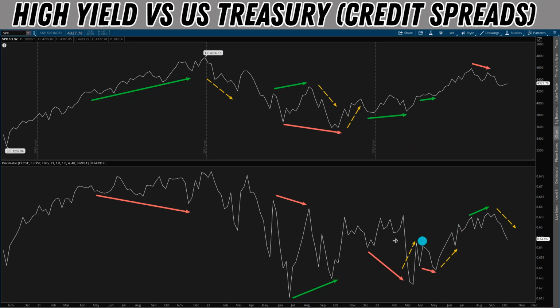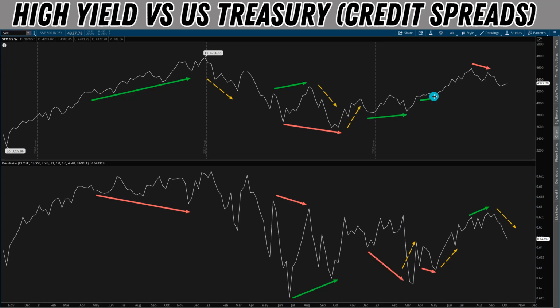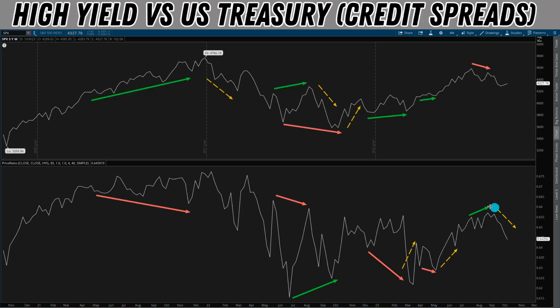What I mean by that is, you see here we're making these lower lows. Meanwhile, the S&P 500 is making higher lows at this time period, suggesting that this should start to rally, and sure enough, it does. And then here we have this divergence where this is making higher highs and the S&P 500 is making lower highs, suggesting that one of these two needs to correct.